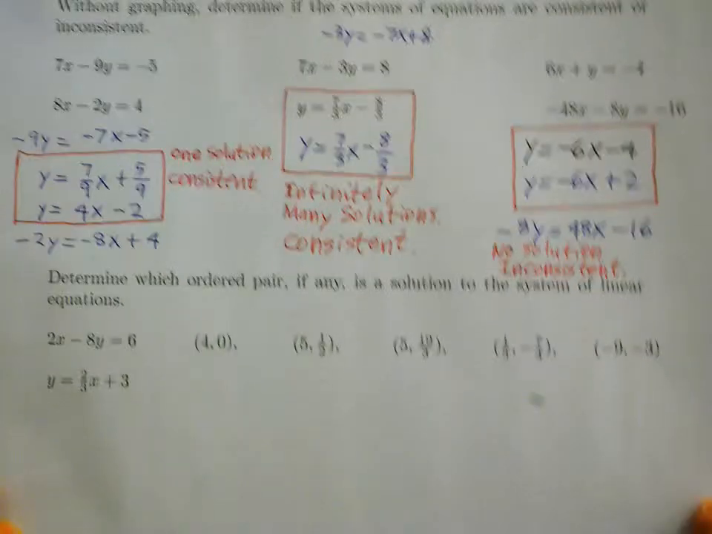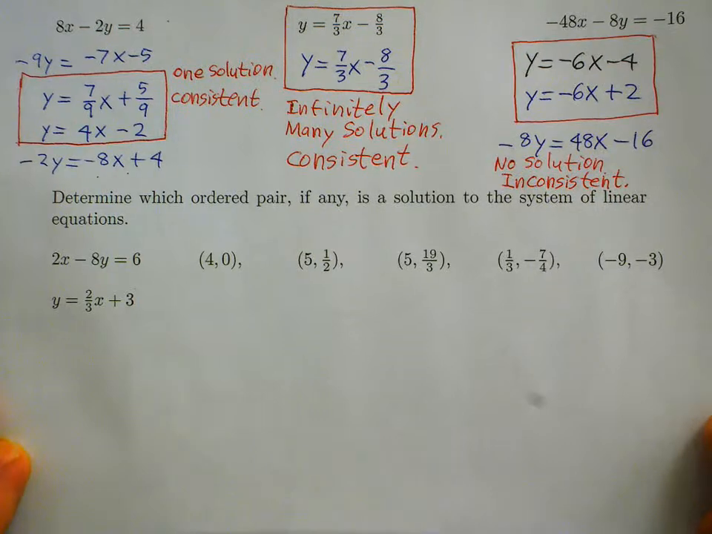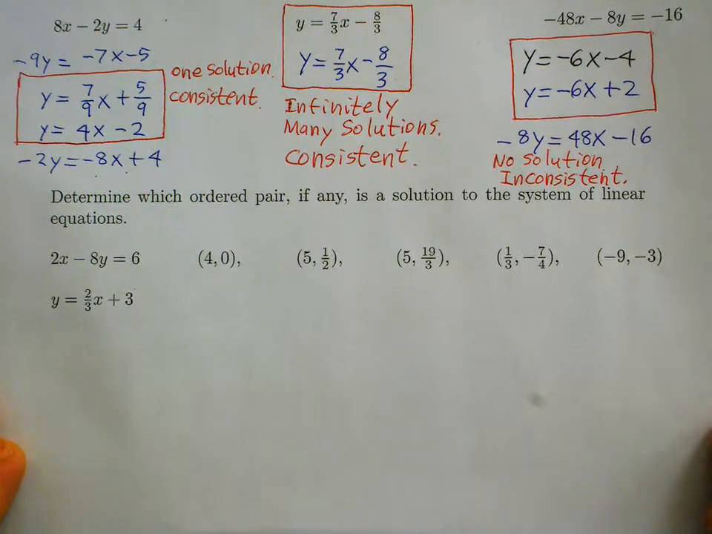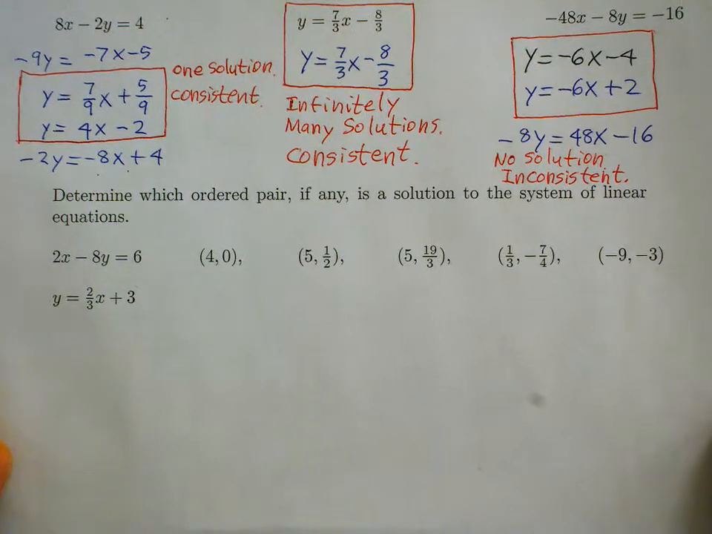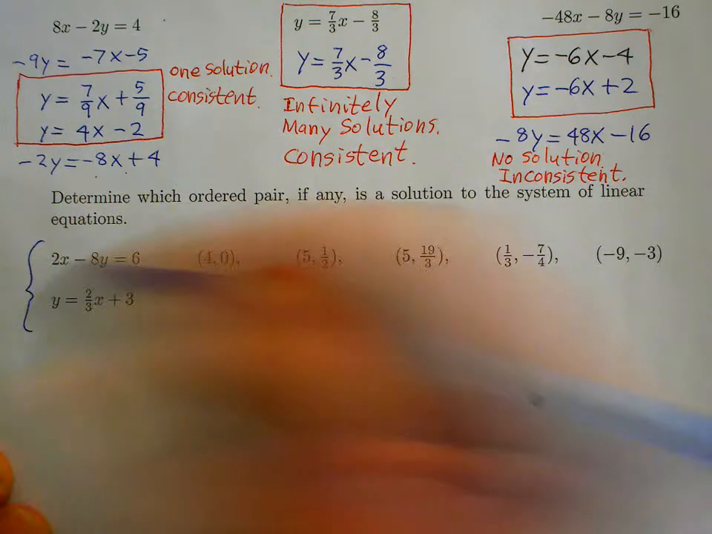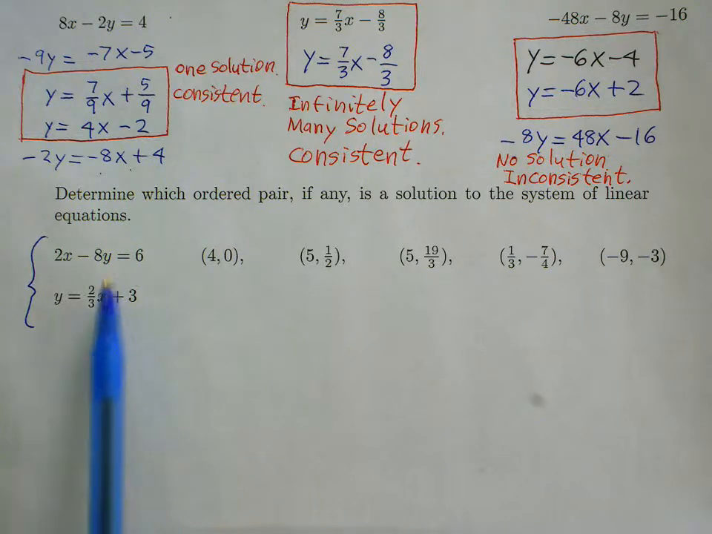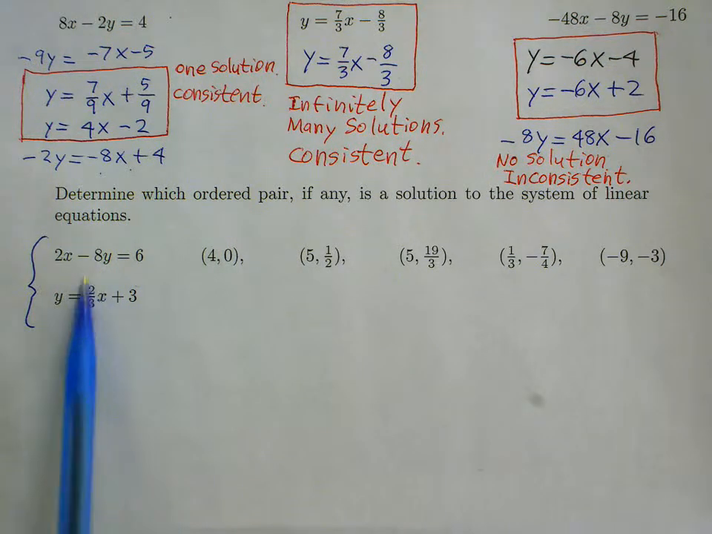Okay, in the next exercise, determine which ordered pair, if any, is a solution to the system of linear equations. So here's our system of two linear equations. We can observe that this system has exactly one solution.